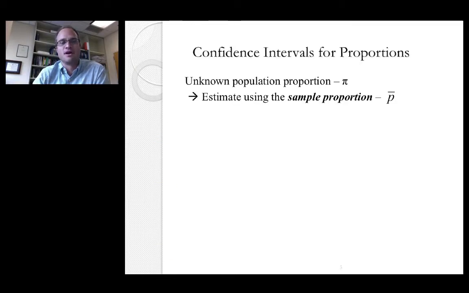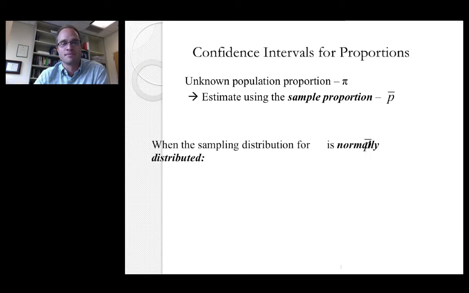So let's talk about confidence intervals for proportions. The starting point is that there's an unknown population proportion, and that's pi, and we need to estimate pi. We don't know it. Our best estimate is p bar, the sample proportion, just like x bar is our best estimate of mu, the population mean.